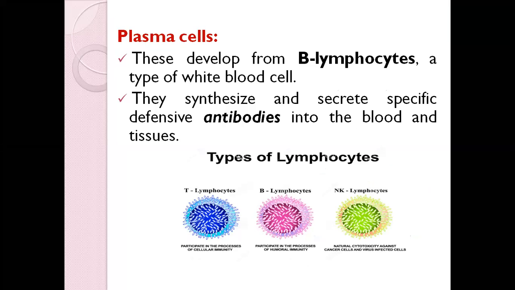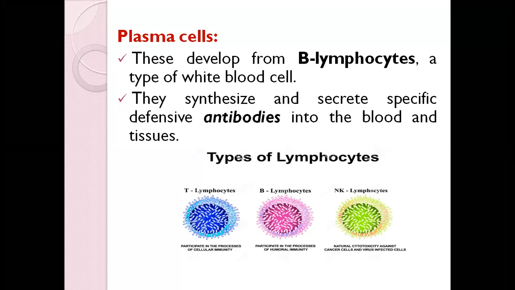So these B lymphocytes are the ones which secrete the antibodies. I think you must have heard about antigen and antibodies. Antigen is a foreign material entering inside our body. And antibodies are those which are produced by our body to fight against that foreign substance or material. So the antibodies are like the soldiers of our body, and they are directly released into the blood or the tissues.